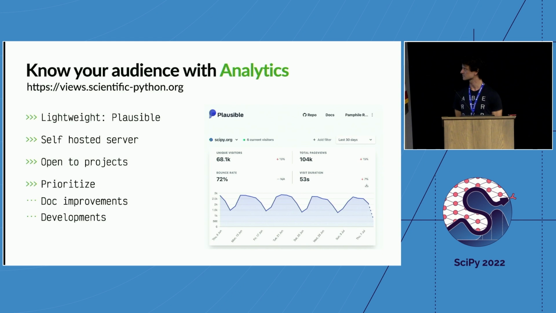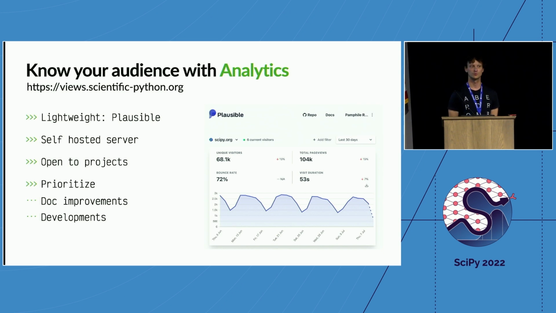It's very little. Plausible is very praised in the open source community and by all the actors on the web. And the good thing to note is that it's self-hosted. Scientific Python is self-hosting the server, so the data is with us. And if you're interested, it can be audited or anything.